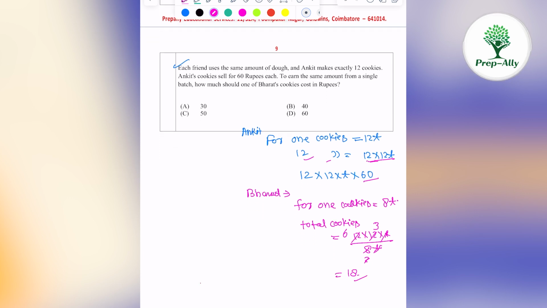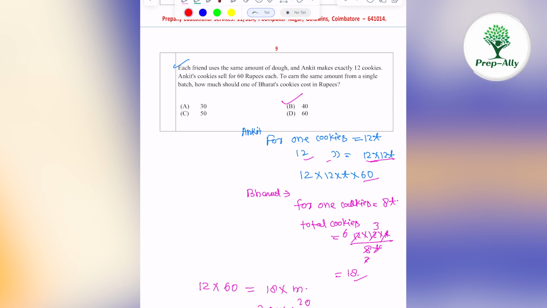So the total price must be the same. We can write 12 into 60, which is the earning of Ankit, and Bharat must earn the same. Assume the price is m. So if we solve, 12 into 60 upon 18, 6 threes are 18, 6 twos are 12, 3 tens are 30, so we get 40. So one cookie's price for Bharat must be 40 rupees.